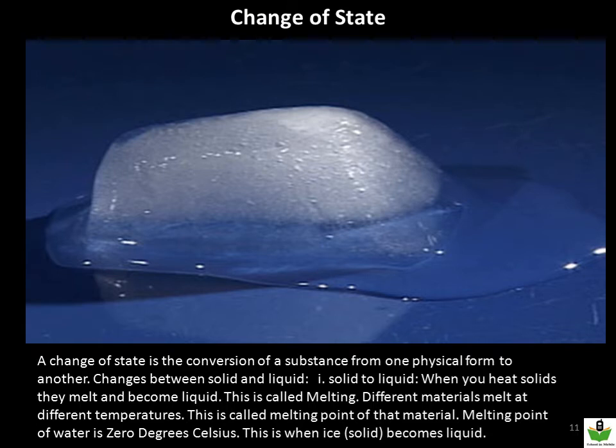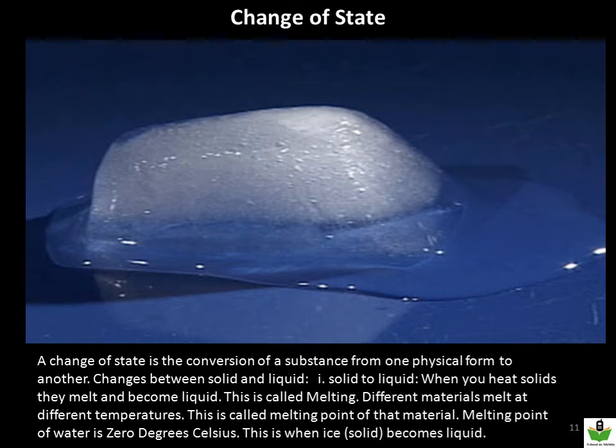A change of state is the conversion of a substance from one physical form to another. Let's start with changes between solid state and liquid state. First we will see solid to liquid. When you heat solids they melt and become liquid. This is called melting.